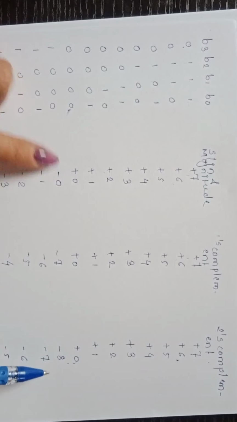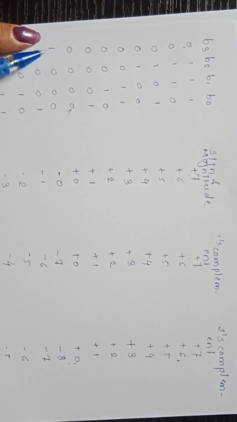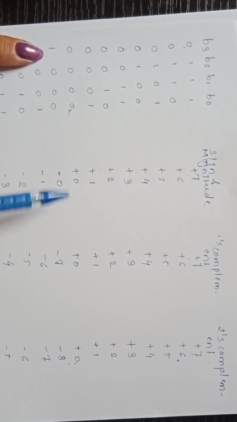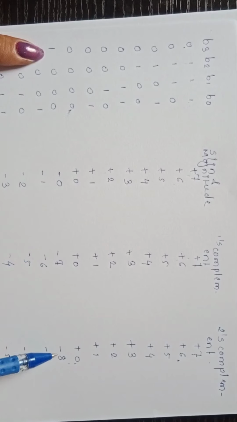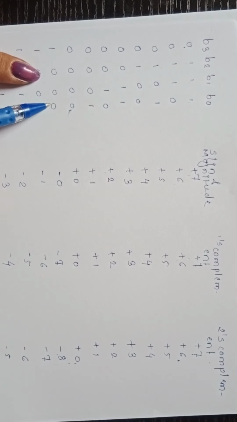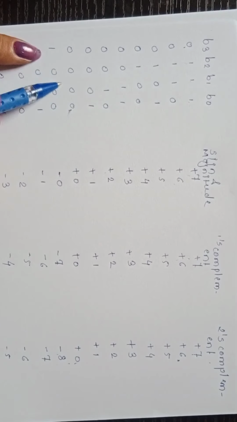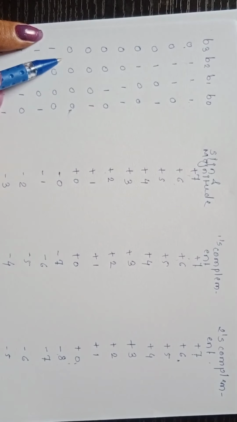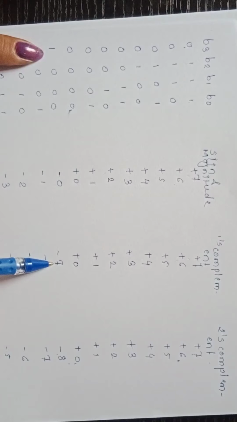Okay, but after that when we return as 1000, then it will become minus 0. In 1's complement it will become minus 7 and in 2's complement it will become minus 8. Now how will we get this minus 7 and minus 8? For 1's complement, first we have to convert each 0 into 1 and 1 into 0. Okay, then we will get 7.